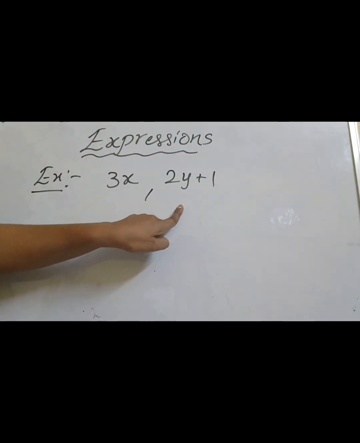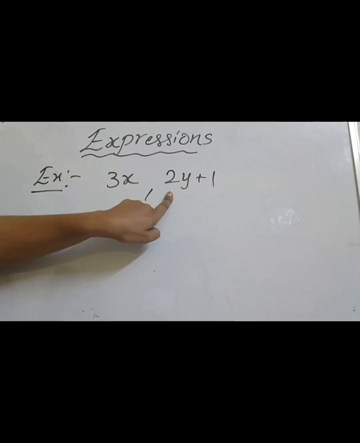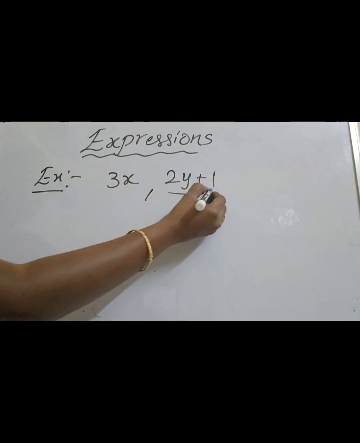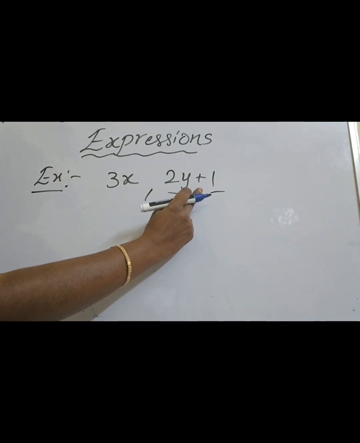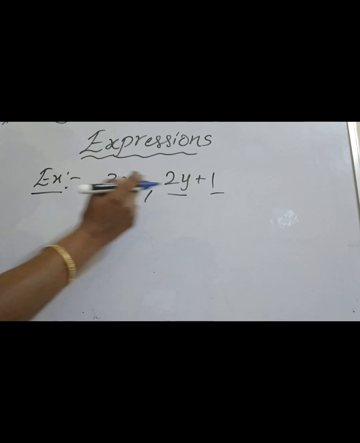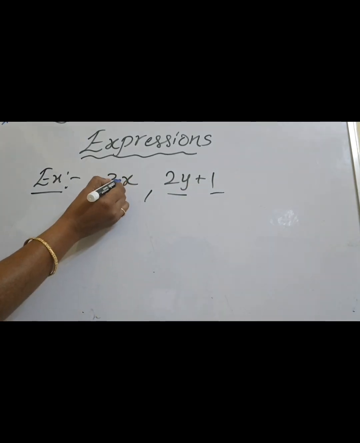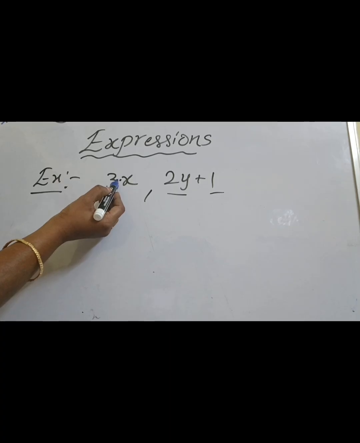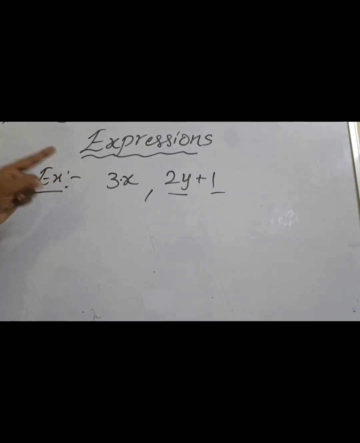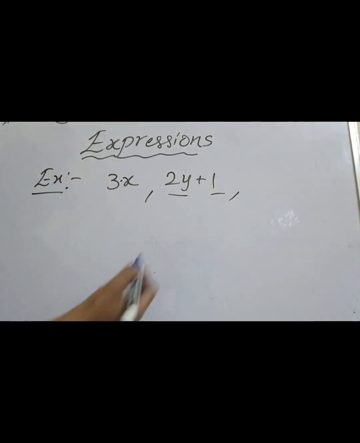Next, 2y plus 1. Is it an expression, children? Yes. Here, this is one term and this is also one term, and these two terms are connected by a symbol, that is plus, right? Here also these two are connected by a multiplication operation, right? Multiplication we can also represent by a dot.